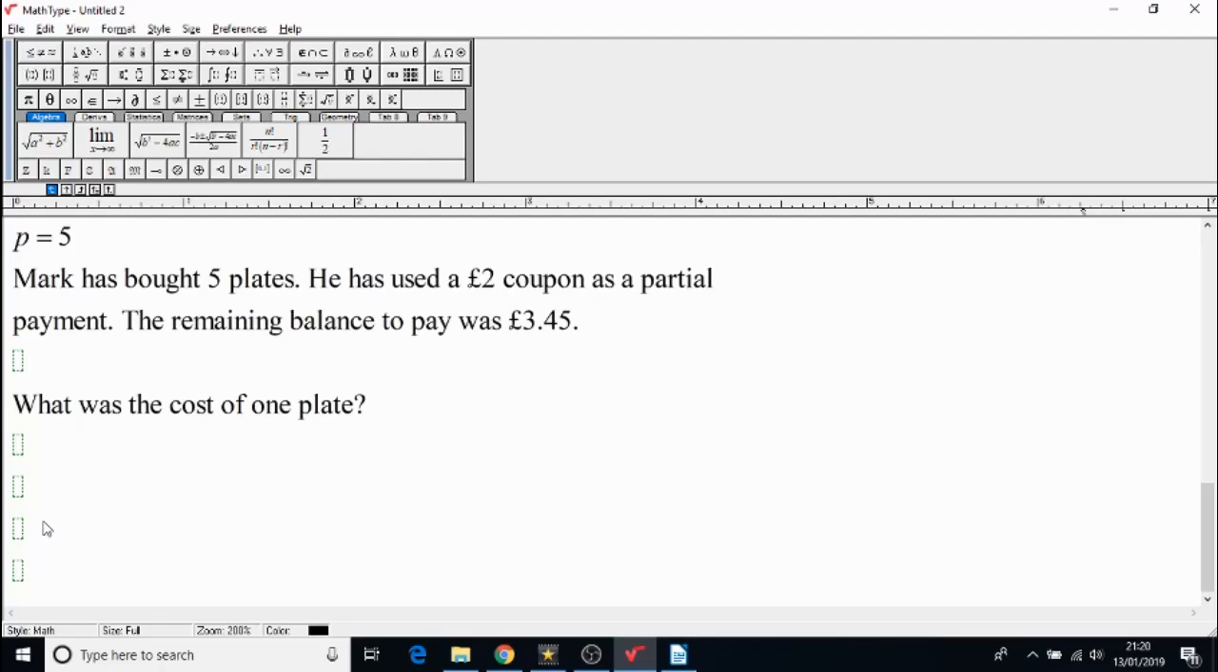We've got 5 plates. We do 5p. We don't know what p is. We don't know how much a plate costs. So we do 5p. We used a £2 coupon to pay it as a partial payment. The remaining balance was £3.45. So we need to know how much the whole total is, including if you didn't pay the £2 coupon. So you do 5p minus 2, and the remaining balance is £3.45.